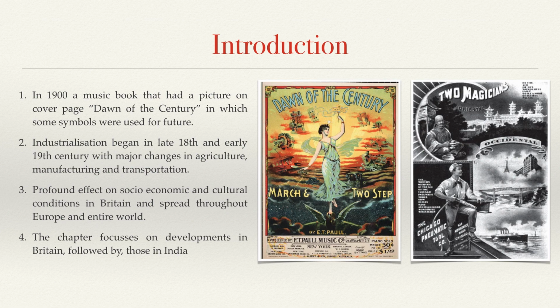In 1900, a music book had a picture on the cover page, Dawn of the Century by E.T. Paul Music Company, in which some symbols were used for the future. Industrialization began in the late 18th and early 19th century with major changes in agriculture, manufacturing, and transportation, etc. Its profound effect on the socio-economic and cultural condition in Britain spread throughout Europe and the entire world. The chapter focuses on developments in Britain followed by those in India.